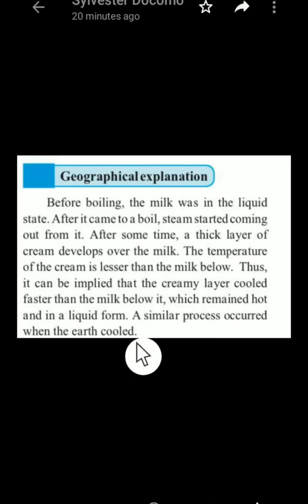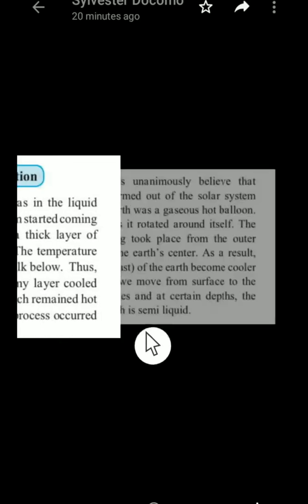Now as I told you in short, now I'll tell you in detail what happened. When you brought the milk, that is before boiling it, it was in the liquid state. After it came to a boil, steam came out of it. You might have seen vapors coming when it boils. After that we see that a thick layer of cream was developed. As I told you, cream comes on top. Now why did the cream come? Because it is of a lesser temperature, therefore the cream came on top, and that became harder, became thicker first, whereas the milk below remained hot and in the liquid form itself. And this similar process happened to the earth.